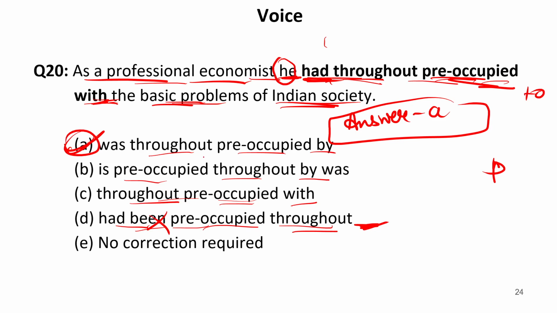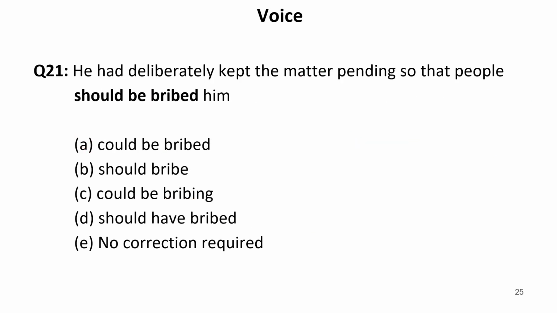Therefore, if the sentence has to be in passive voice, the correct passive form is already given in option A only. No other option contains the proper passive voice structure. So the correct sentence is: as a professional economist, he was throughout preoccupied by the basic problems of Indian society. This will be the correct sentence. Now let us move to the next one.